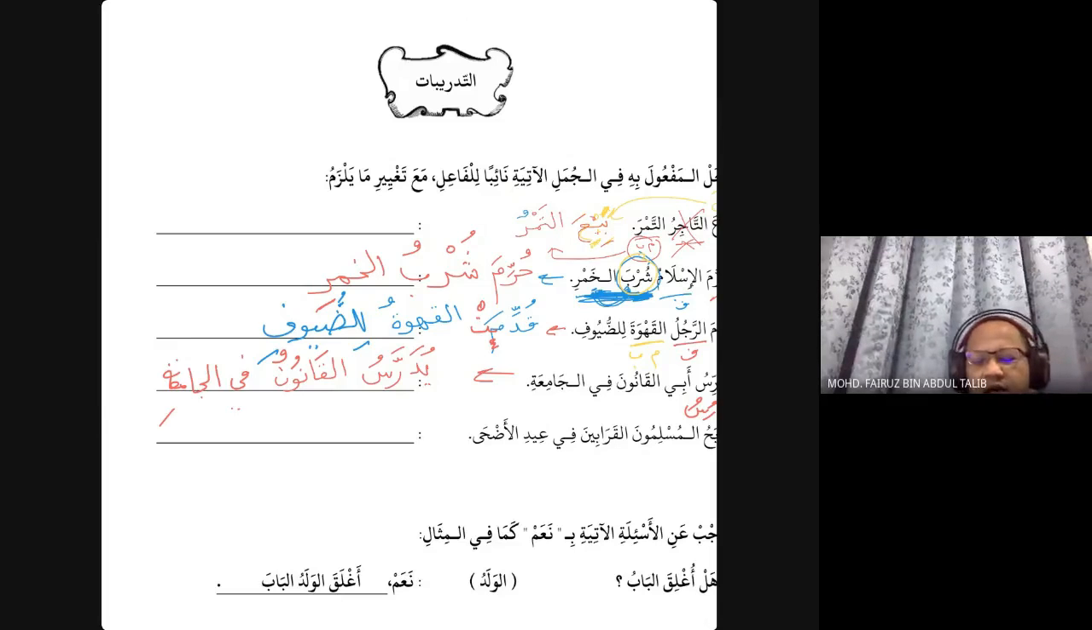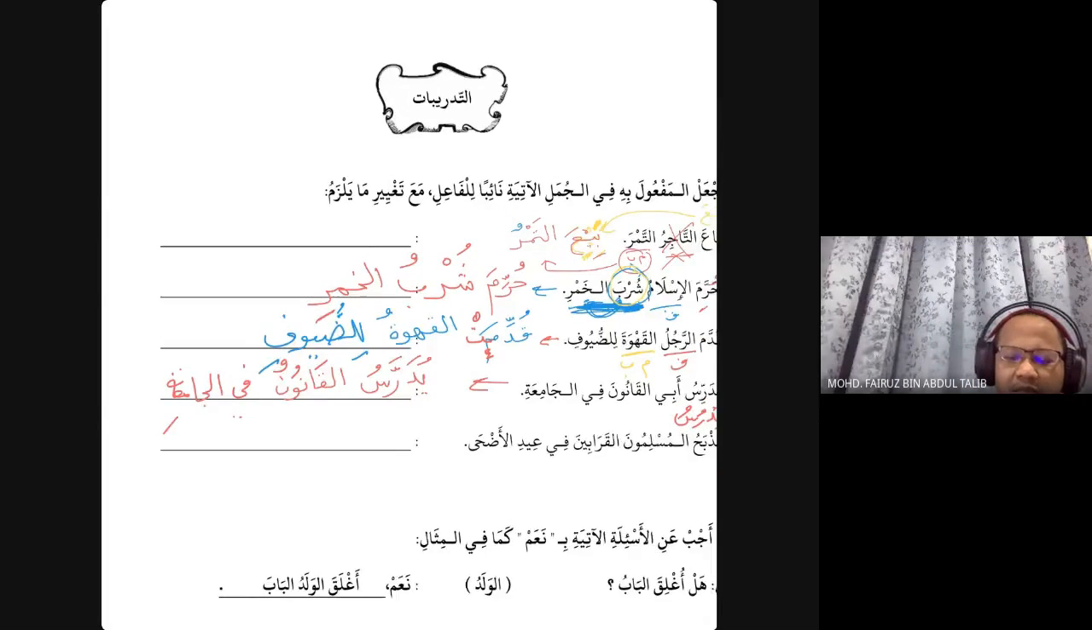This is the fourth sentence: yudarrasul qanun. Qanun is muzakkar, so there is no need to change anything with the verb yudarrasu. They remain in the muzakkar form.